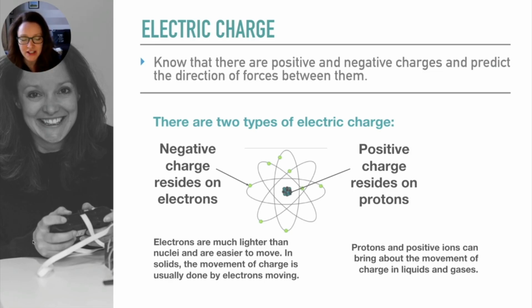The electrons, which are negative, are much lighter than nuclei and are easier to move. So in solids, the movement of charge is usually done by electrons. They're tiny, they're light, they can be thrown about all over the place, so they tend to move around in solids. Protons and positive ions can bring about the movement of charge in liquids and gases. So in solids, electrons make the movements, but in liquids or gases, we can have protons or positive ions moving around within that solution.